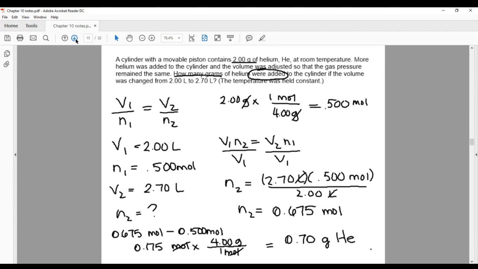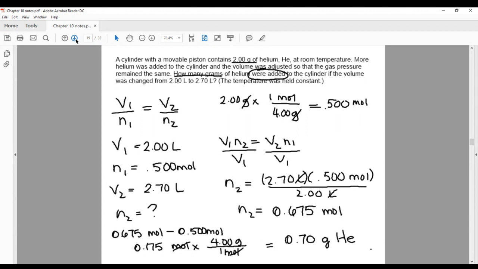2.00 grams, and I set up my conversion factor, times 1 mole over 4.00 grams, and that's going to equal 0.500 moles. So now I have V1 and V2, I have my N1, and I've got to calculate N2. So I set up my equation, and just like the others, I cross multiply so that I don't have all those weird divisors in there.